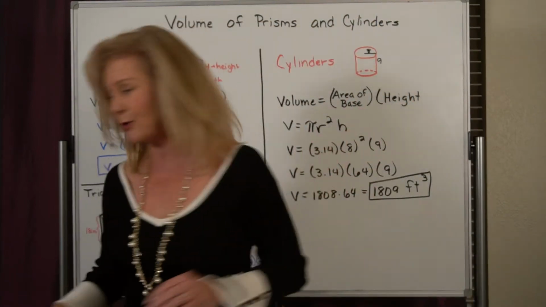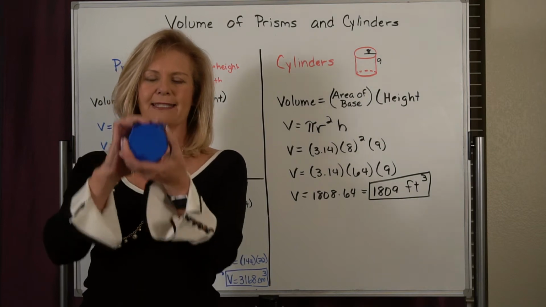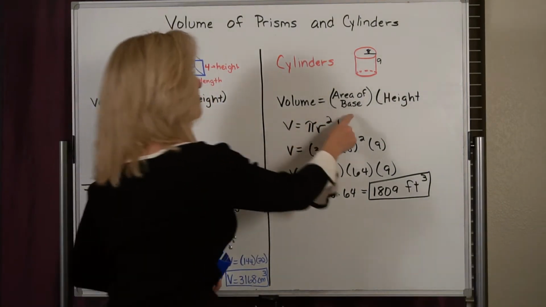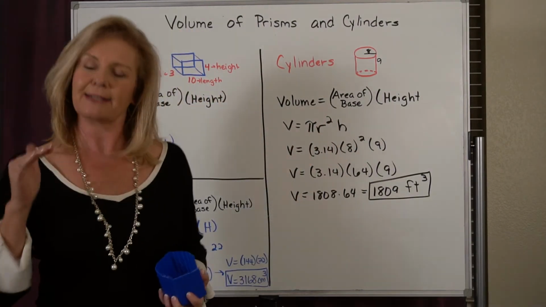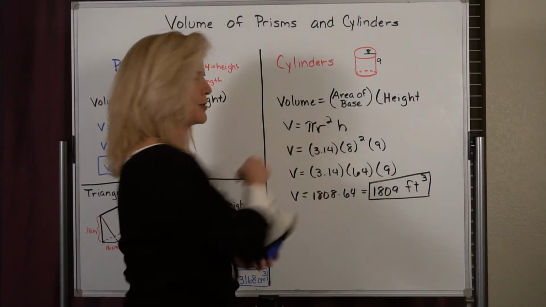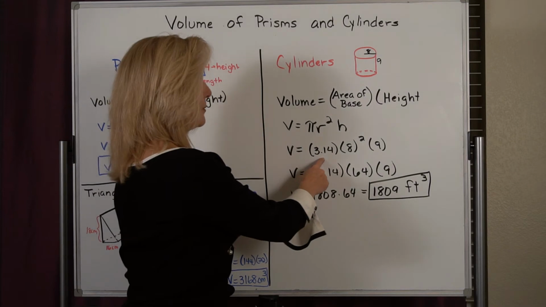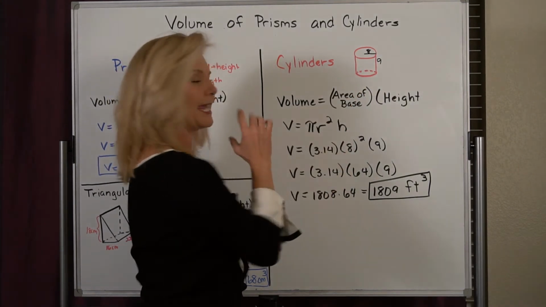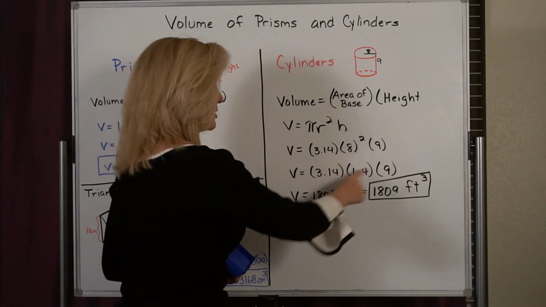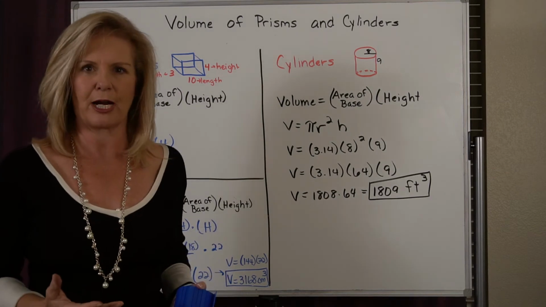Now cylinders are no different, because when we take a look at our cylinder, our base is a circle and then we have height. So again, we're going to do area of our base times our height. Well, the area of the base, since it's a circle, is pi r squared. Then we're going to multiply it by its height. So pi is going to be 3.14. My radius here is 8, so I'm going to square it to 64. My height is 9. So when I do my calculation, I get 1,808.64.